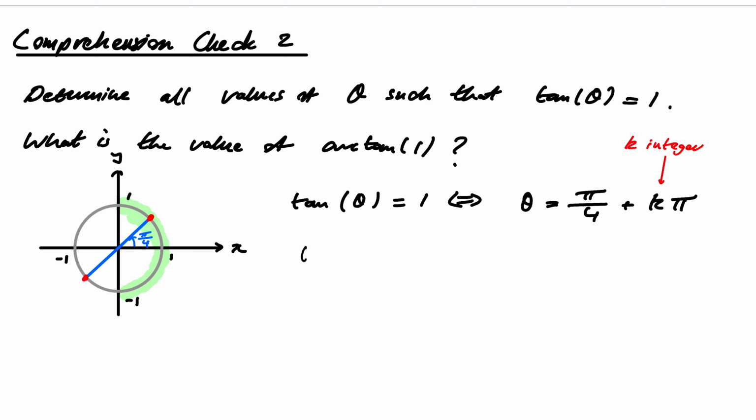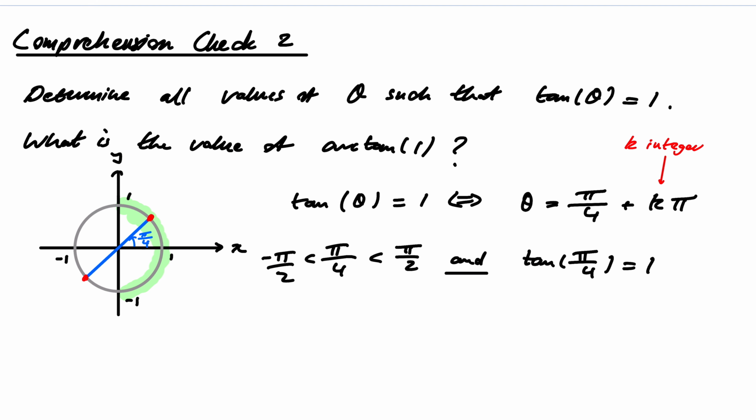So let me just write this down properly. First of all, pi over 4 is between pi over 2 and minus pi over 2, so it's in the appropriate restriction, and tan of pi over 4 is equal to 1. This guarantees the arctan of 1 is pi over 4.